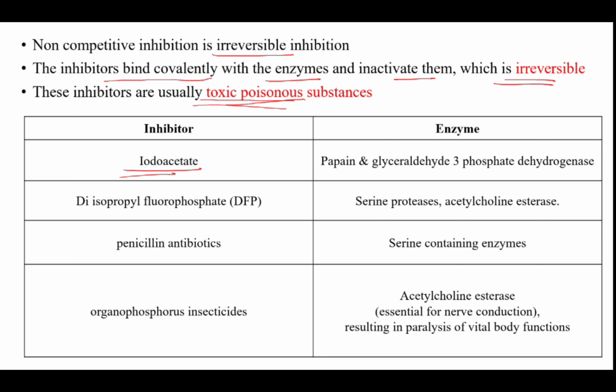Examples: iodoacetate, which inhibits the enzyme papain and glyceraldehyde 3-phosphate dehydrogenase. Diisopropyl fluorophosphate inhibits serine proteases or acetylcholinesterase. Penicillin antibiotics inhibit serine-containing enzymes. Organophosphorus insecticides inhibit acetylcholinesterase.